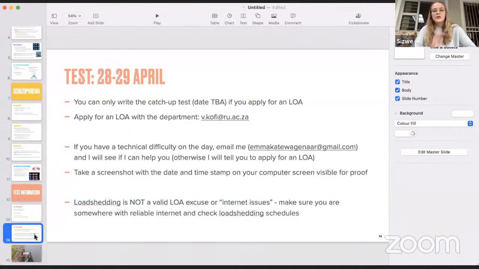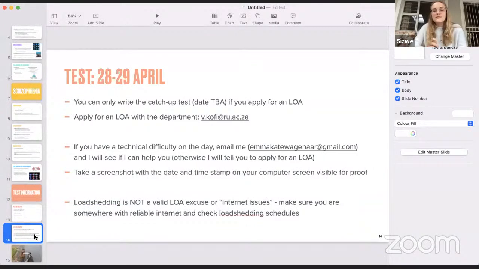v.coffee@ru.ac.za. You email her. If you have a technical difficulty on the day, you email me and I can see if I can help you, because sometimes, like for example, if something glitches out, I can overwrite the system and let you do the test and let the test open again for you. Otherwise, if I can't help you, if it's something above my control or pay grade, I will tell you to apply for an LOA, okay? And I will help you with that.